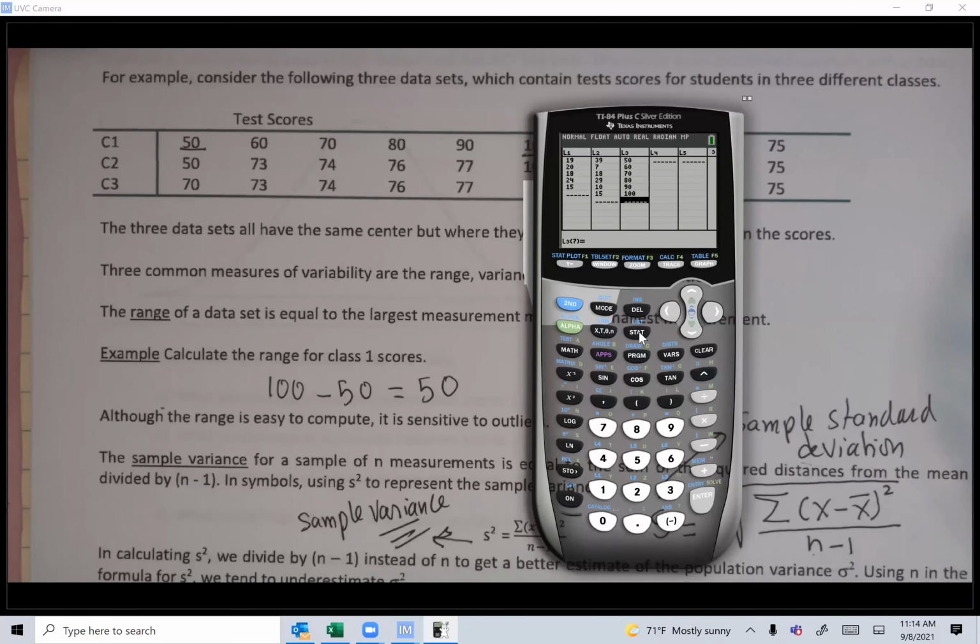Okay. Go to stat. Very easy if you know what you're doing. Calc. One variable statistic, and change this to L3, number 3, and that's it. Hit calculate. I think it's going to be a larger standard deviation, guys. S is 18.708. That's the standard deviation.